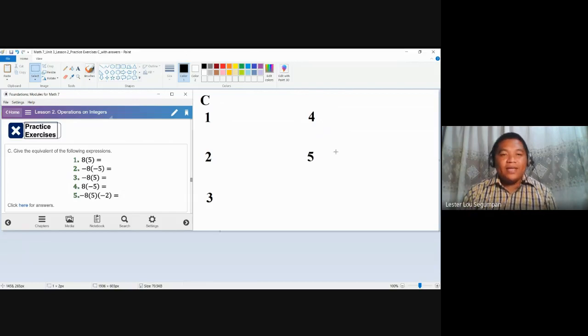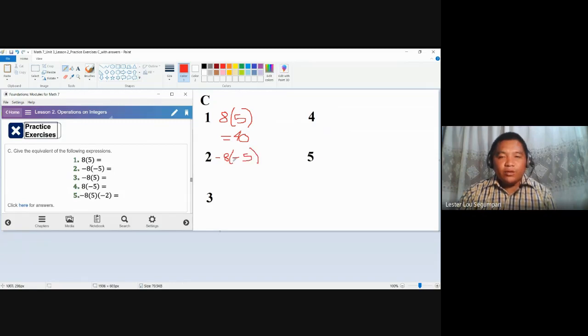So number one, 8 times 5. Again, we will not use the x as multiplication anymore, because when we reach algebra, x will mean something else. Parentheses is actually the equivalent operation for multiplication. So 8 times 5 is simply 40.